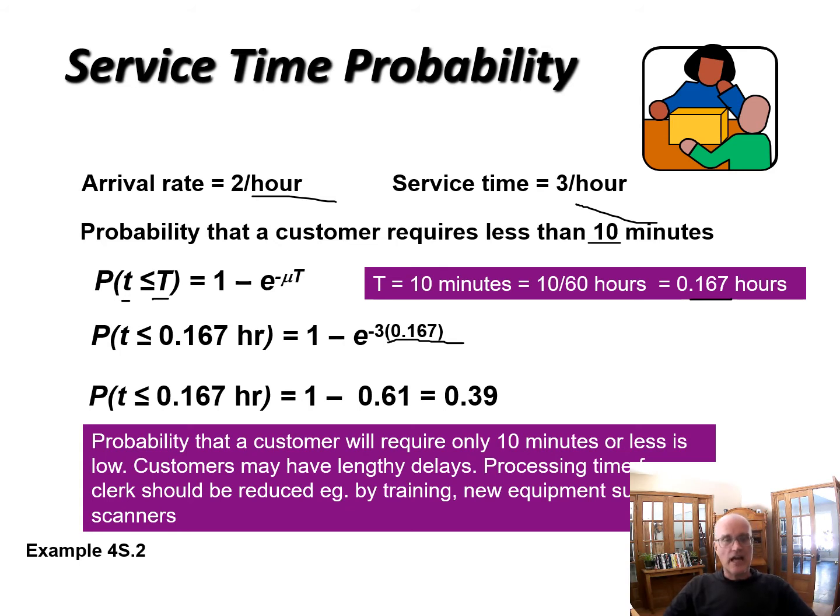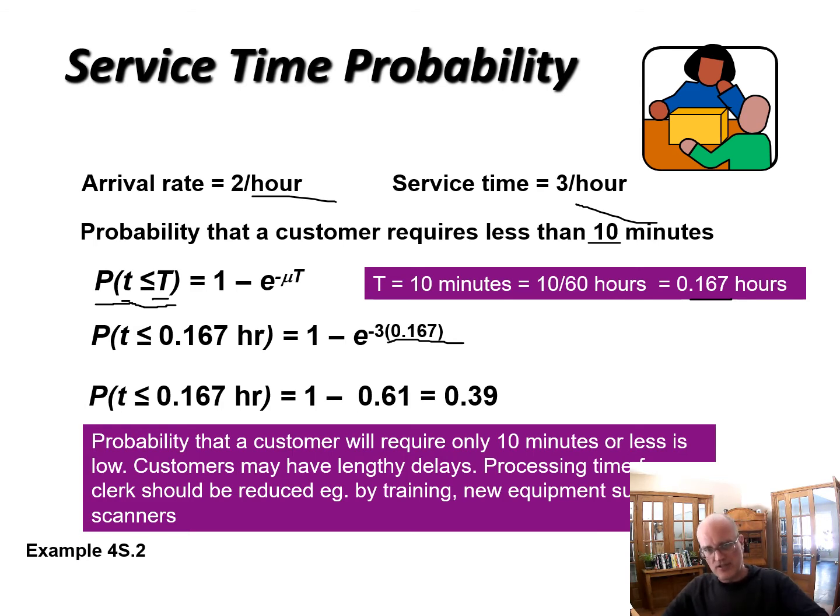which is equal to 0.39. What this tells you is that the probability that we will take less than or equal to 10 minutes is 0.39. That doesn't tell us the probability of it taking exactly 10 minutes. It is the probability that it is 10 minutes or less. And so if 10 minutes is our target, we know that only 40% of the time we're going to achieve our target.